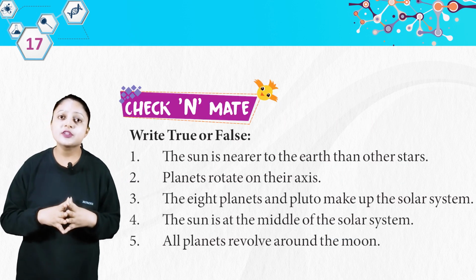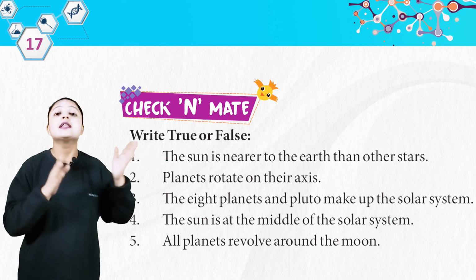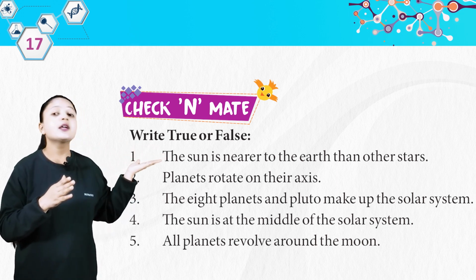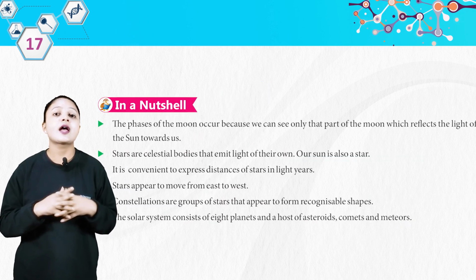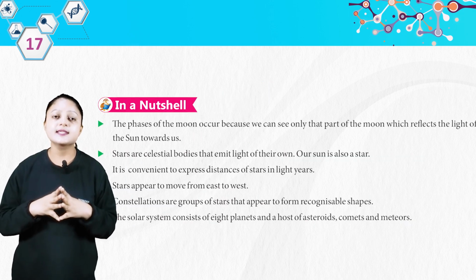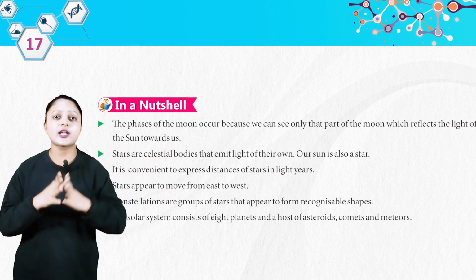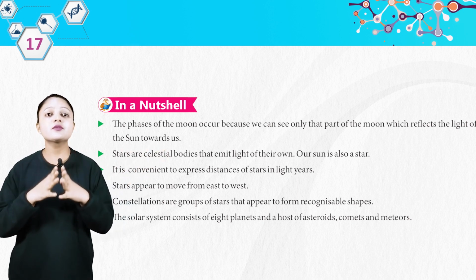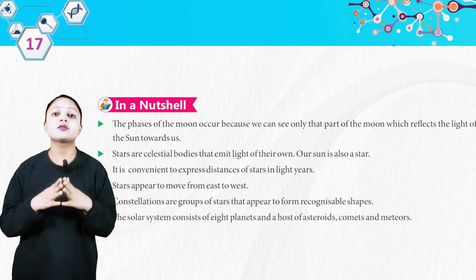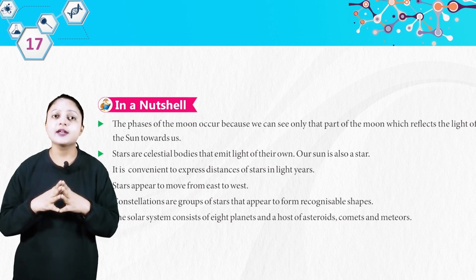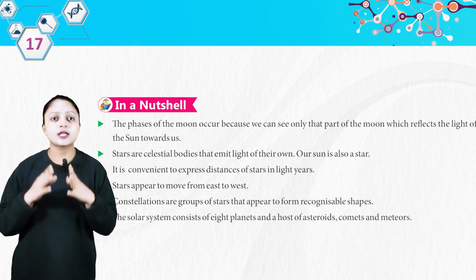Now, on the basis of the chapter we have read above, let's fill the check and mate and write all the true and false by yourself. And now we are going to summarize the chapter in a nutshell. First, the phases of the moon occur because we can see only that part of the moon which reflects the light of the sun towards us.